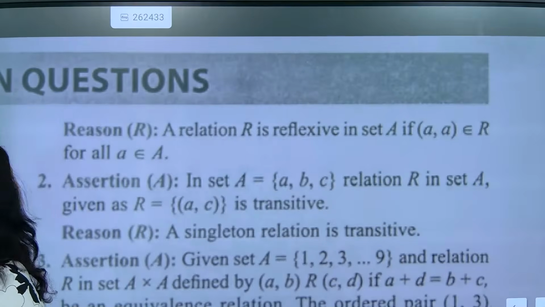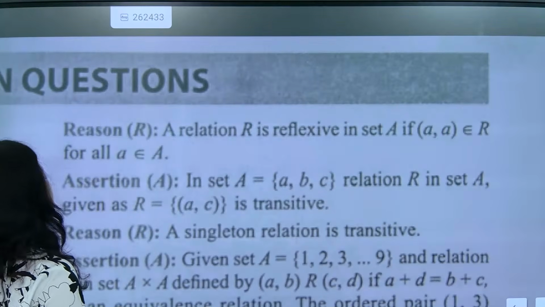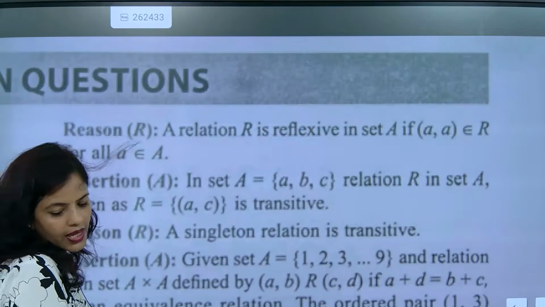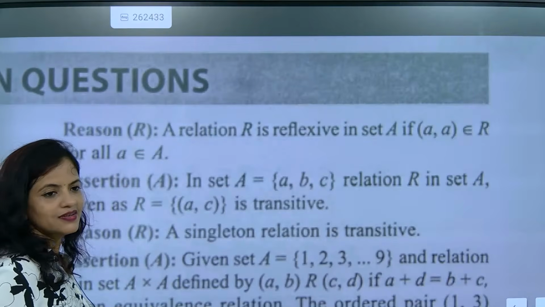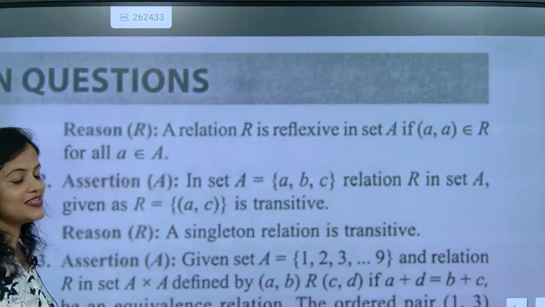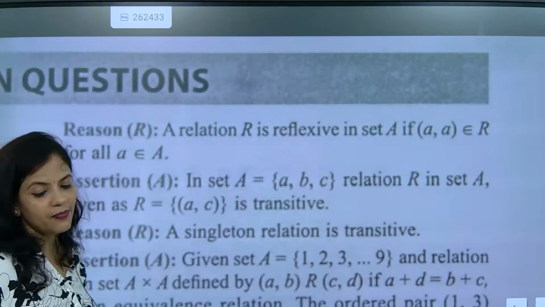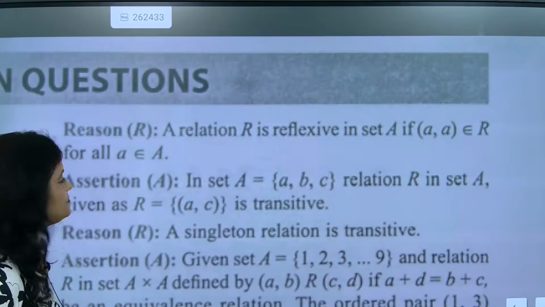Come on. Now, assertion: in a set A = {a, b, c}, relation R in set A given by R = {(a, c)} is transitive. Okay. This question is yours. Very carefully solve this question. If assertion is there, what should it be? I have explained about transitivity. I have talked about transitive elements.